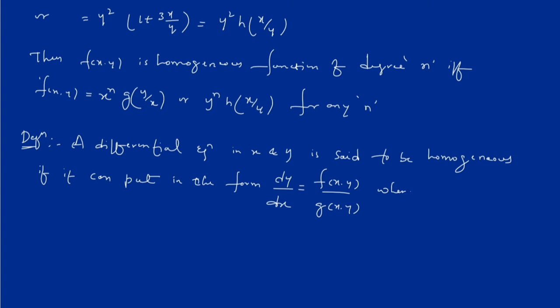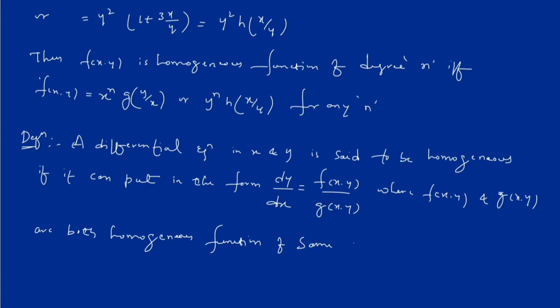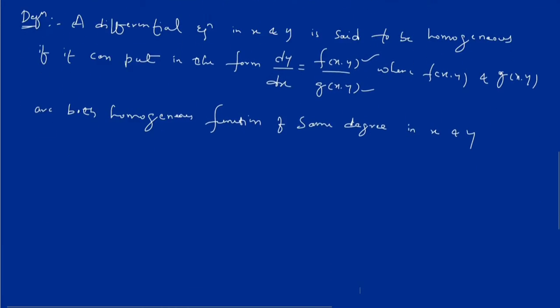Where f of x comma y and g of x comma y are both homogeneous functions of the same degree. Same degree in x as well as y. In the numerator as well as in the denominator we get the same degree. Then we can say it is a differential equation of the same order in terms of x and y, right? Let's see the working rule, how to solve this.